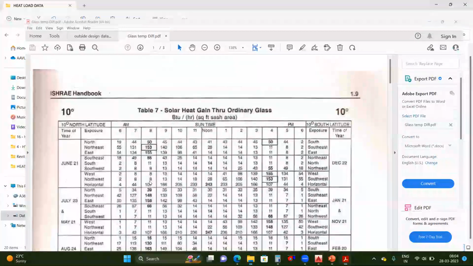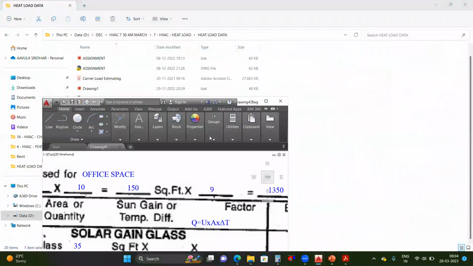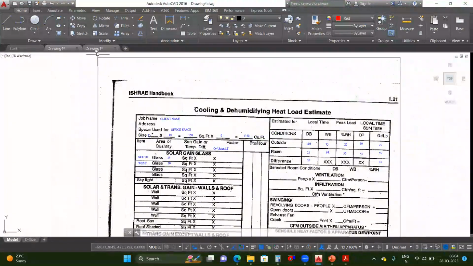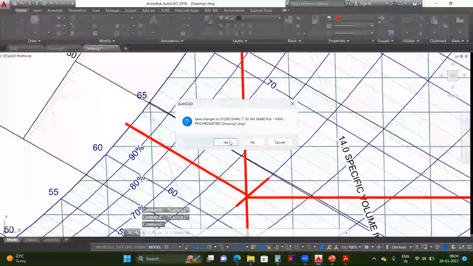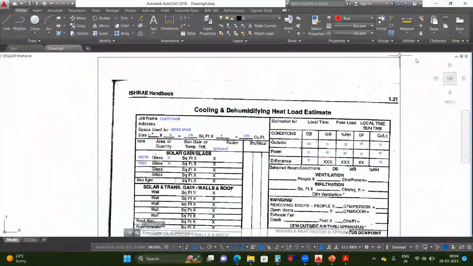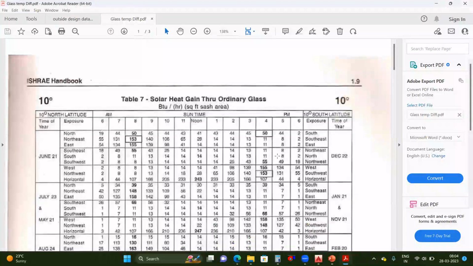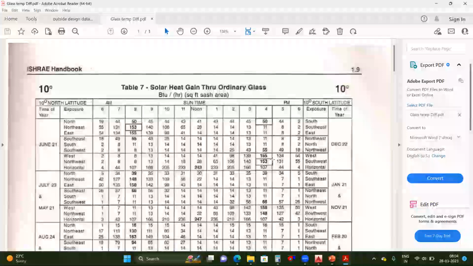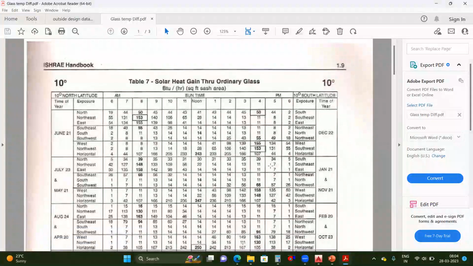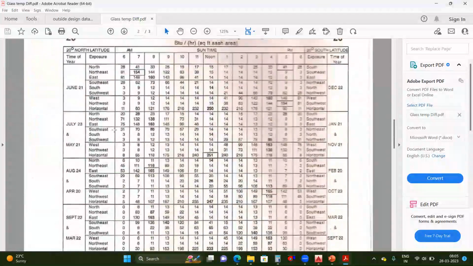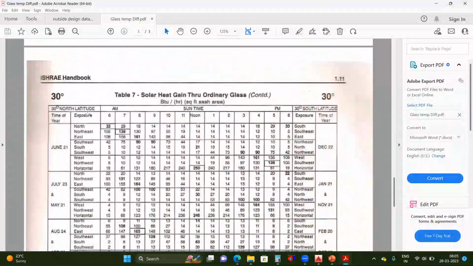Okay, so what we require here is delta T. So I will close this. I have opened the glass temperature difference table for the ordinary glass. For temperature difference, if you see this table, here we have 10 degrees, 20 degrees and 30 degrees mentioned.